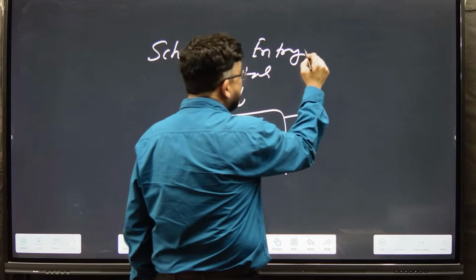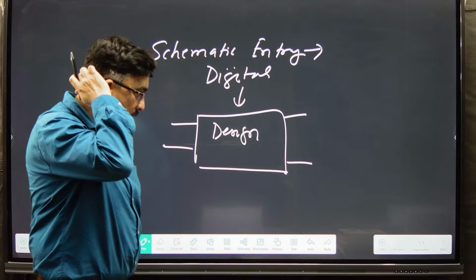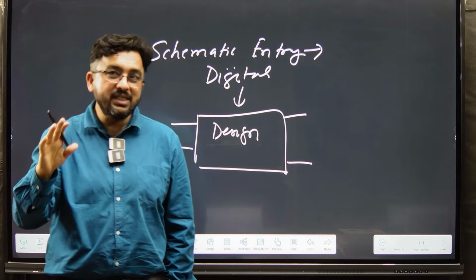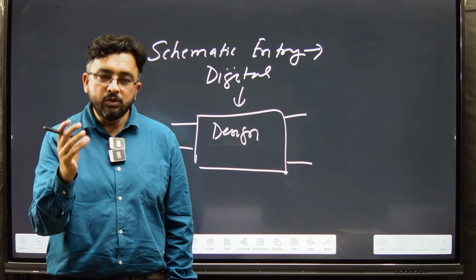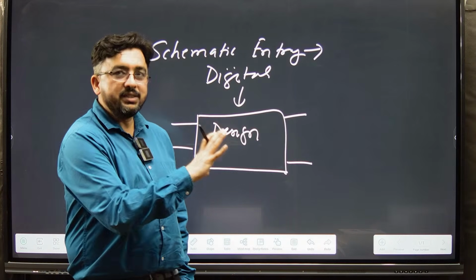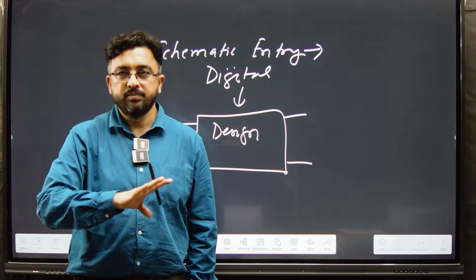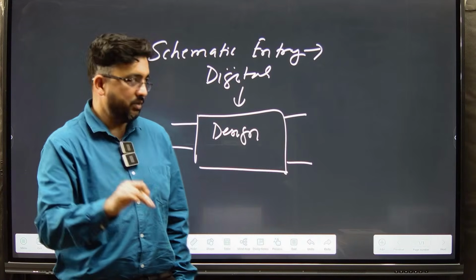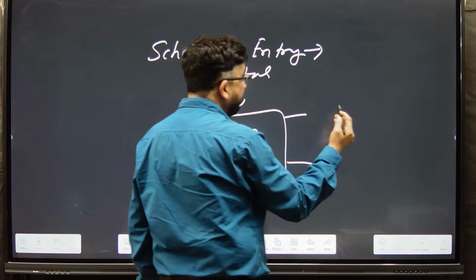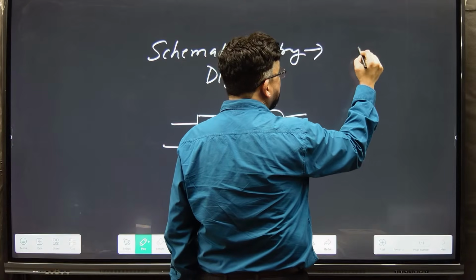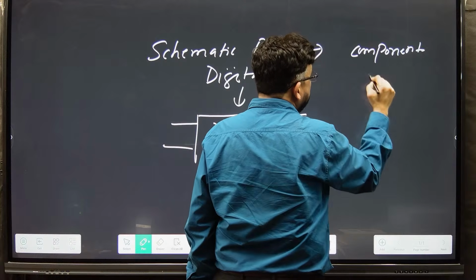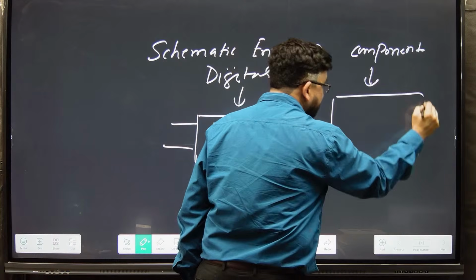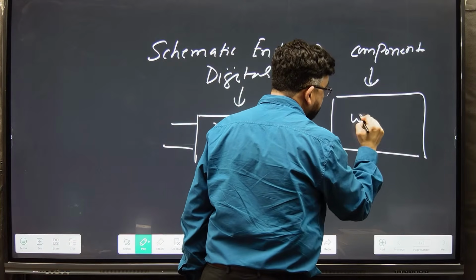Now what is a schematic? Schematic means components connected together, which you call and place in a breadboard or in a workspace. A schematic means digital components which you place in your workspace or breadboard. This is your workspace.